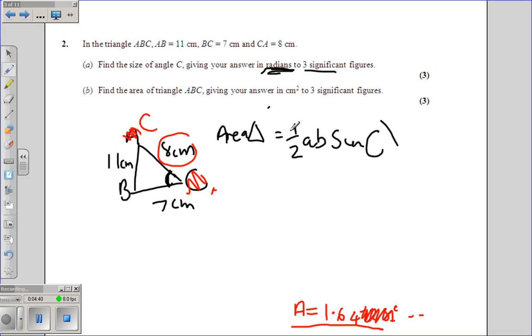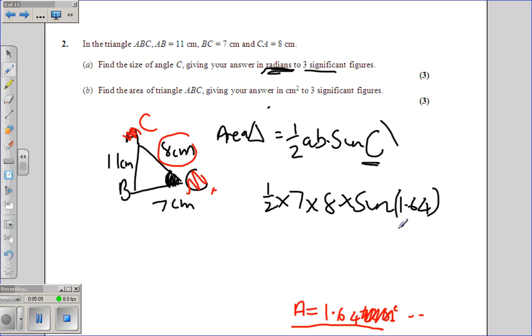All it says is you have to do half times a times b times sine C. This is the angle, and these are the 2 sides either side of the angle. So I'm not even going to relabel my triangle. I'm just going to put a half times, and because this is the angle I know, a and b need to be these two. Doesn't matter which way around they are. 7 times 8 times the sine of the angle, which in radians was 1.64.